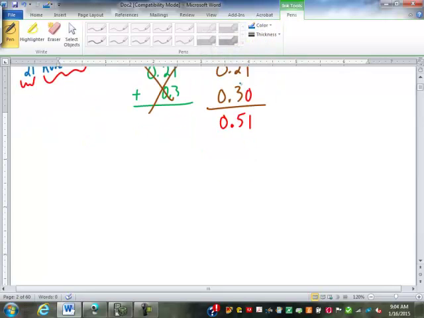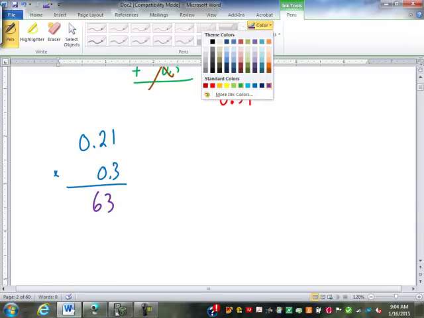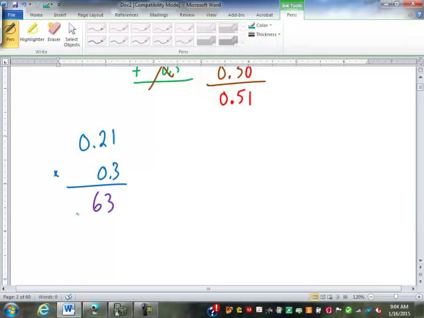Well, when we multiply, let's say I take 0.21 times 0.3, do I have to line up the decimal point? No, I don't. Because when we multiply, we don't need the same name. Well, 21 times 3 is 63. Where does my decimal point go in my answer? You go 1, 2, 3, there's the decimal point. Why?